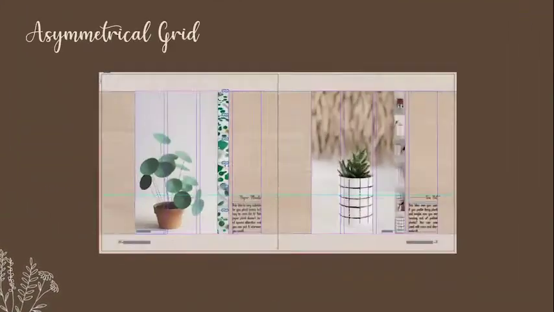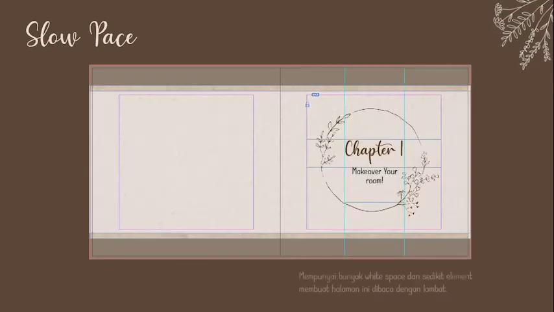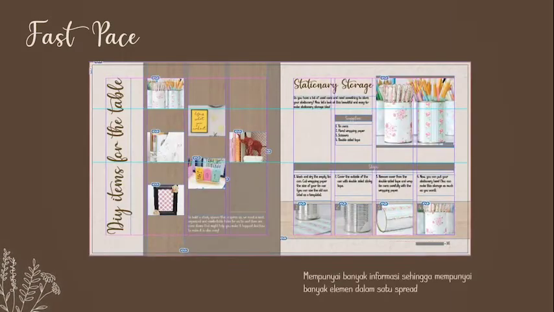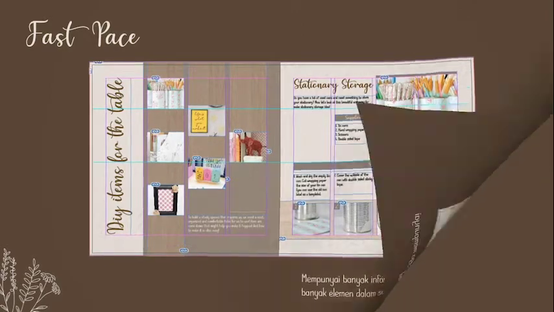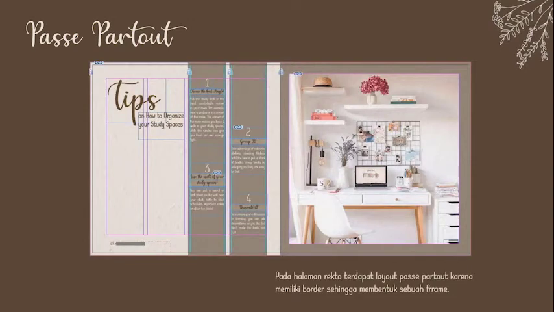Asymmetrical grid: use a grid with verso and recto pages that are not the same. Slow pace: having a lot of white space and few elements makes this page read slowly. Fast pace has a lot of information, so it has many elements in one spread. Pass part out: on the recto page there is a pass part out layout because it has a border, so it forms a frame. Next, I will explain about the print ad that I made.